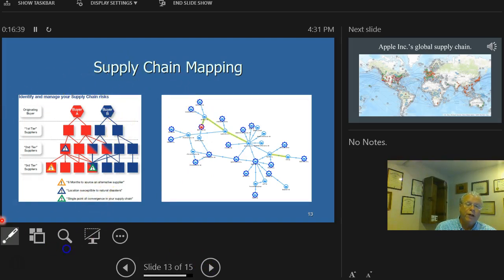So this is a very simple model right here. This is just two products or two buyers or whatever, and you have very limited people involved in it. And you have a little crossover here. You may want to have a crossover here or one up here. This may be the risky one right down here, a single point of convergence right there. So everything kind of comes down to this supplier. And then you have this supplier, and you need to do something about it. So anywhere you have these convergence points, you know you have a risk level.